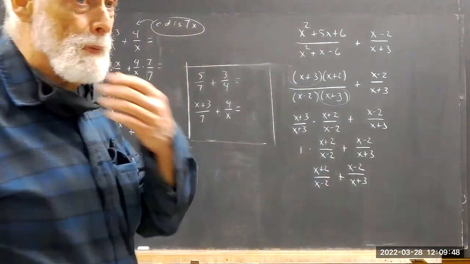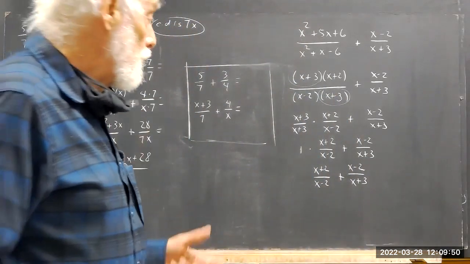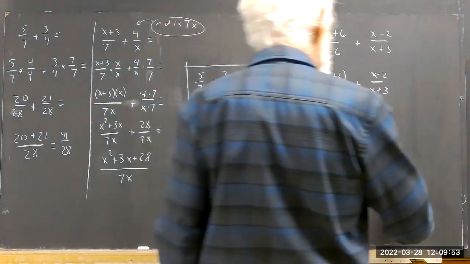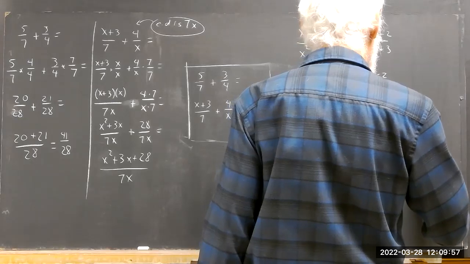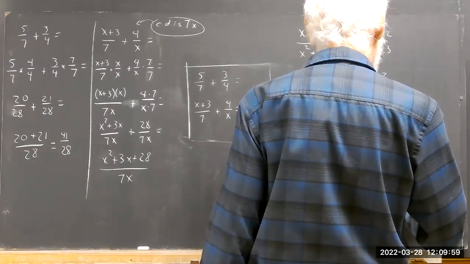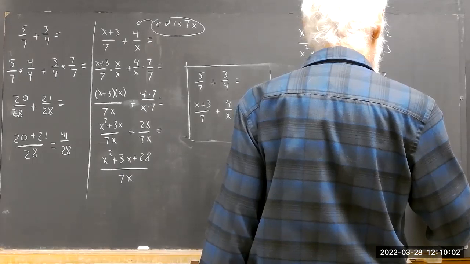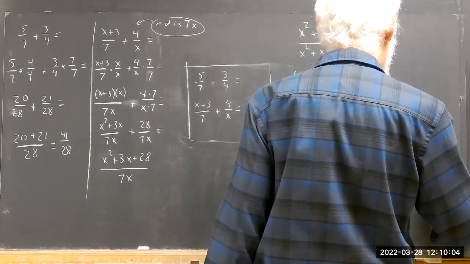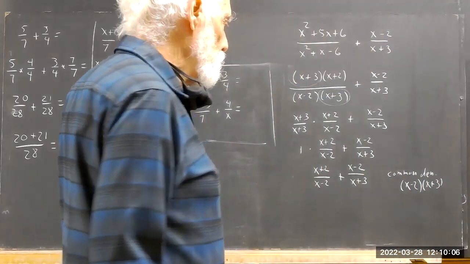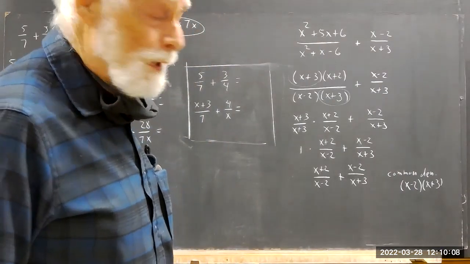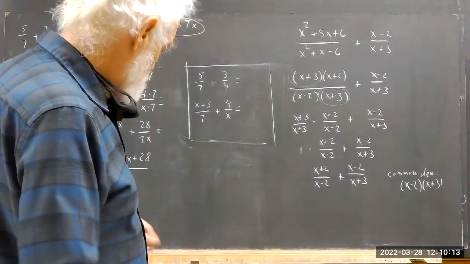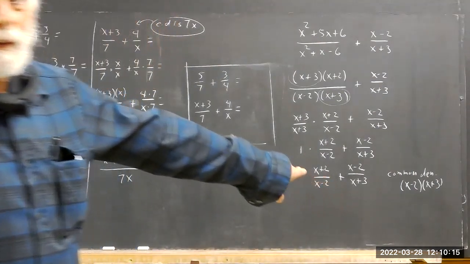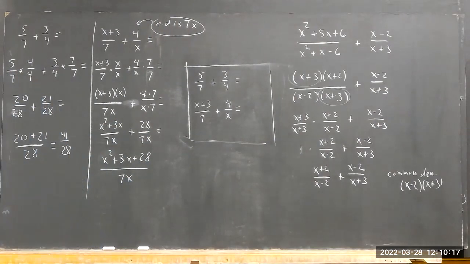So we have this. Okay, now we have a common denominator. X minus 2 times x plus 3. What are we going to do to get the common denominator here? Okay, let me toss this out and let you think about it and see if you can see what to do.